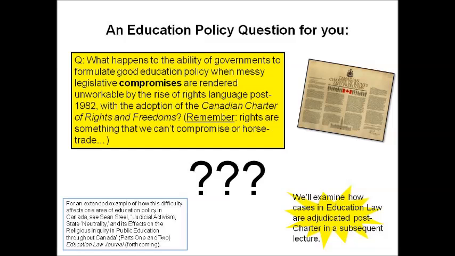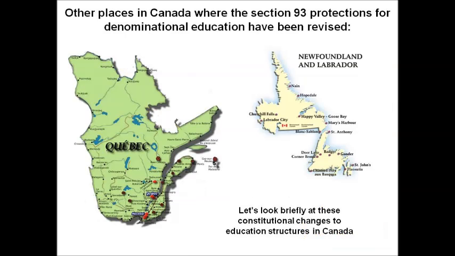All right, well, that's a big case study. There are other case studies that are really important too. These are much more recent, in the 1990s. Quebec and Newfoundland, right, where Section 93 protections for denominational education have been revised. I think it's important that we look at these constitutional changes to educational structures in Canada, just to see.